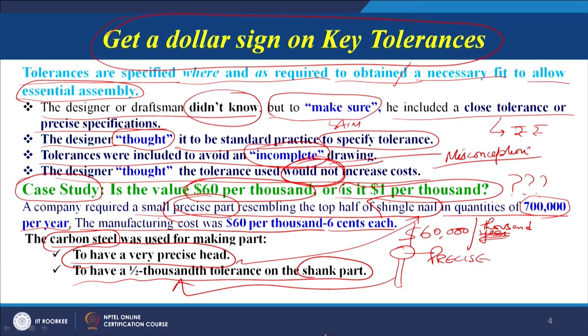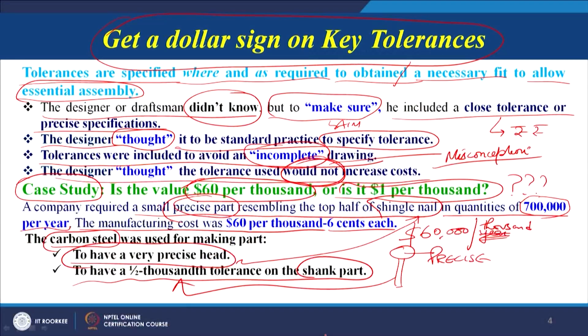So this is the overall summary of the case study. 700,000 parts per year required, and $60 per 1000 parts is the cost. Sorry, I said $60,000, that is not correct. The cost is $60 per 1000. It is correct now, $60 per 1000. But this function can be achieved by $1 per 1000 also, which is written.